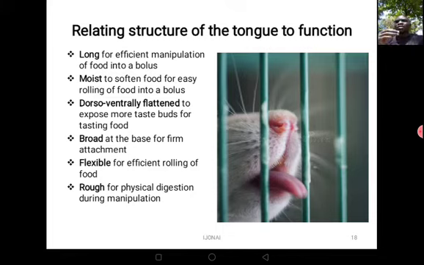So generally, any feature you see from the tongue, its structure, its appearance has a biological significance, has an advantage to enable survival of the organism. And the same applies to man as well.